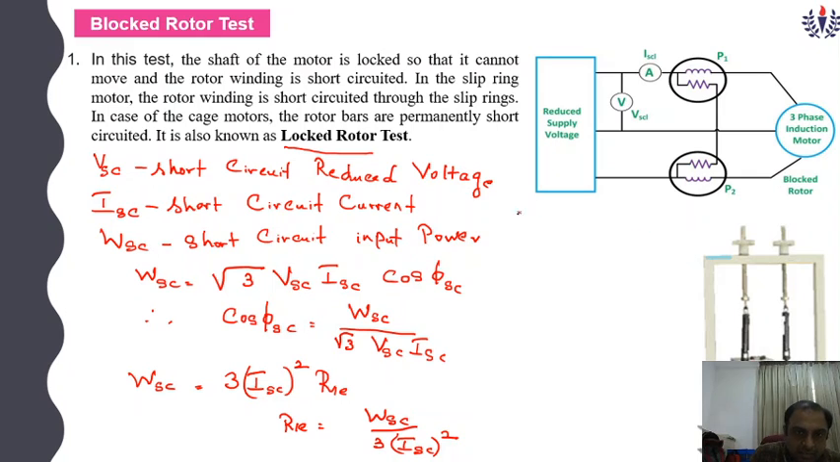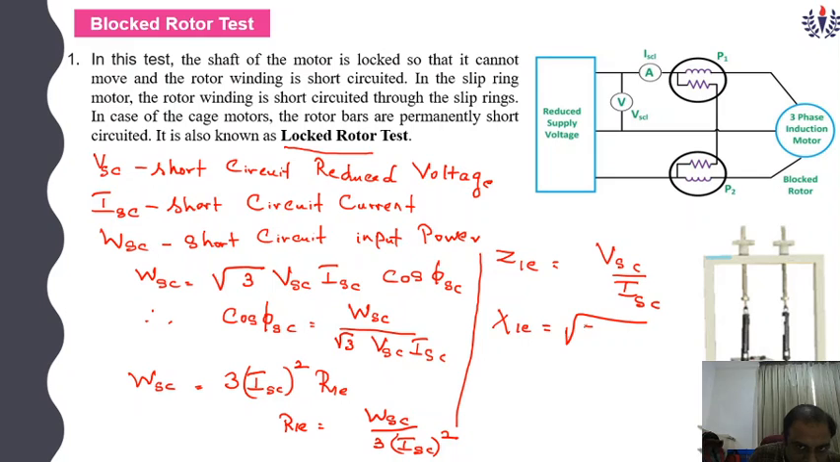And the reactance term also we can measure. Impedance Z1E is equal to VSC by ISC. And the reactance term X1E is equal to square root of Z1E square minus R1E square.